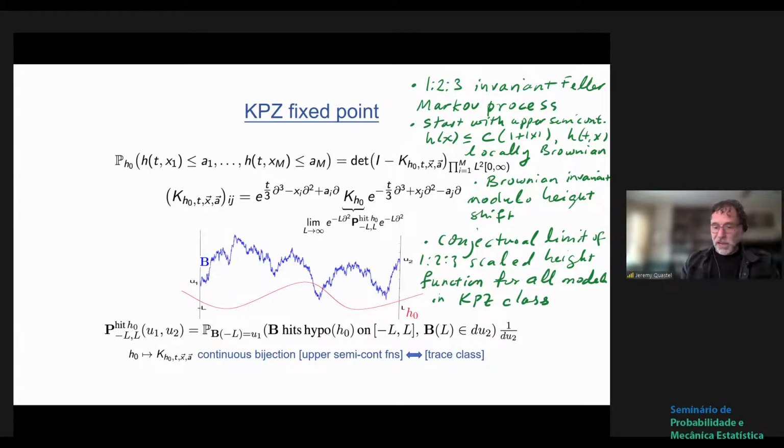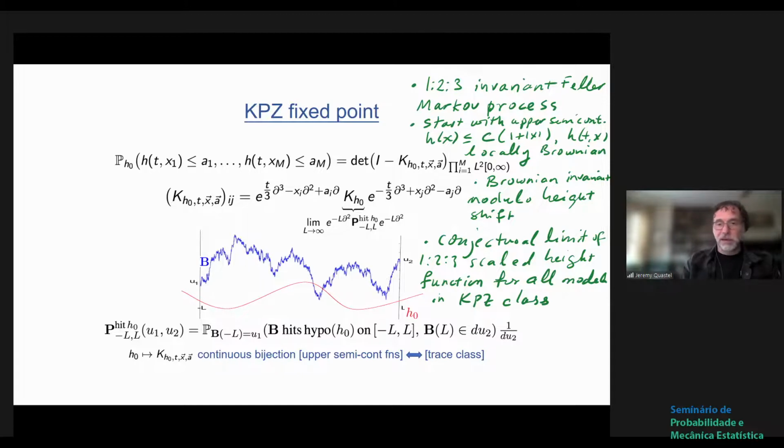And let me just finish, because I'm out of time, with the connection to these integrable partial differential equations. That's because if you have a determinant of I minus k, where k depends smoothly on some parameter like t, x, a here, then you're very tempted to differentiate the log of the determinant, because the derivative of the log of the determinant of I minus k is just the trace of I minus k inverse times the derivative of k. And traces are nice things.